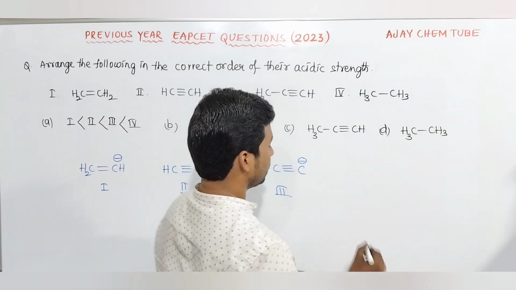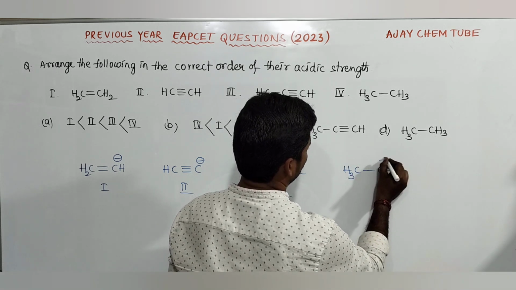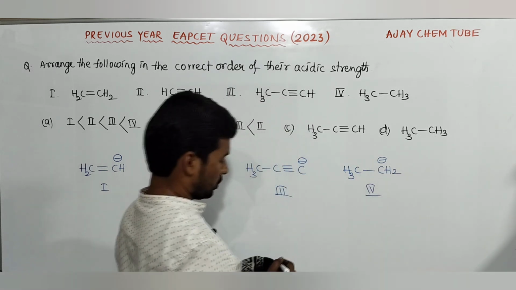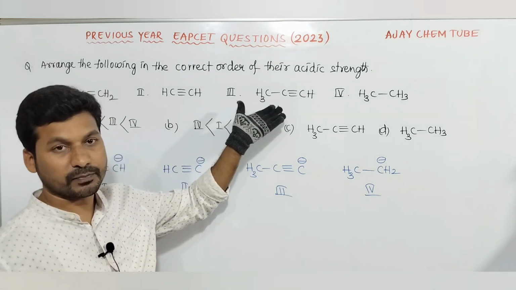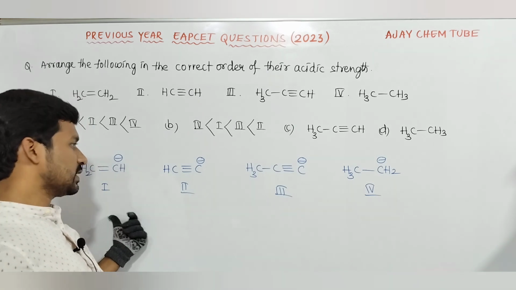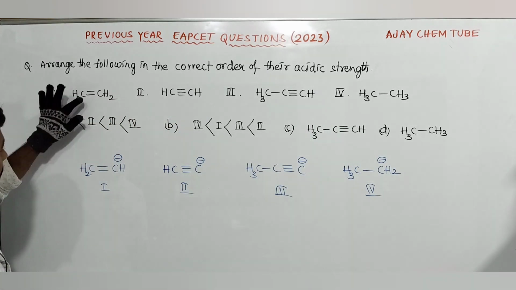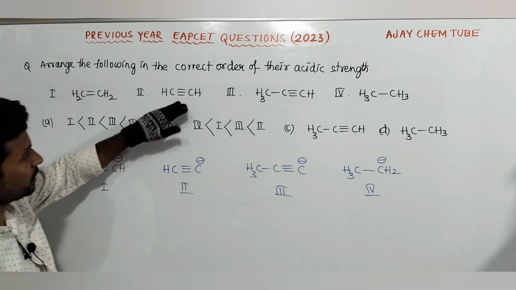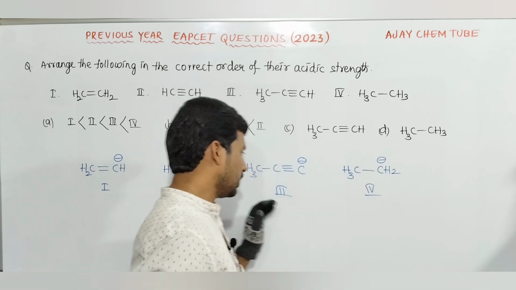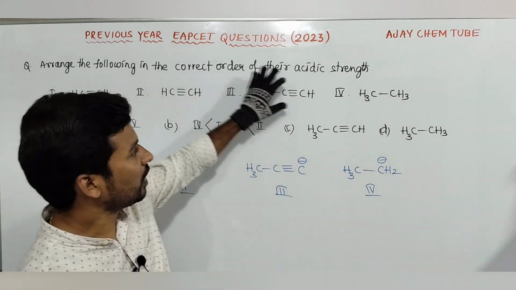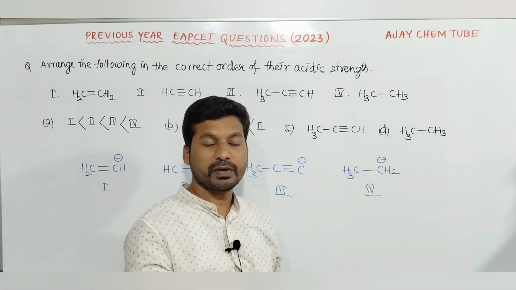And here, remove hydrogen from one carbon, that is CH2 minus, this is 4. Now, in the above, which is the strong acid? If its conjugate base is more stable, that is the strong acid. Conjugate base of this one is this. Conjugate base of 2, conjugate base of 3, conjugate base of 4. Which acid is the strong acid? Whose conjugate base is more stable is the strong acid.